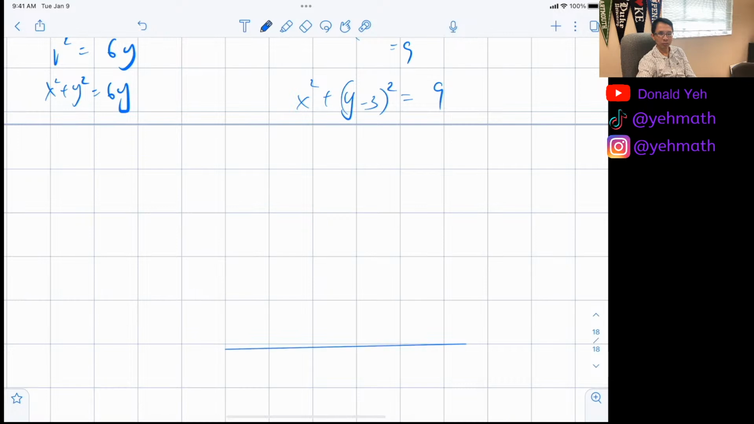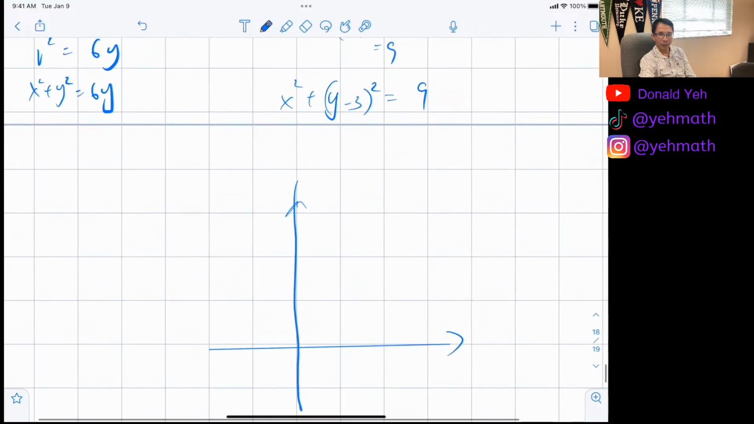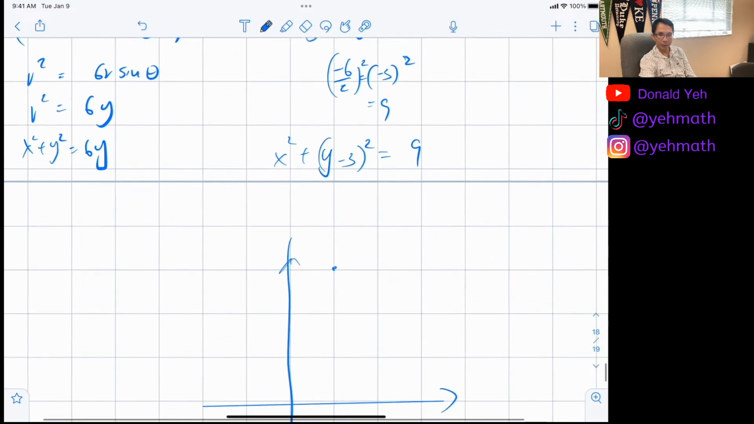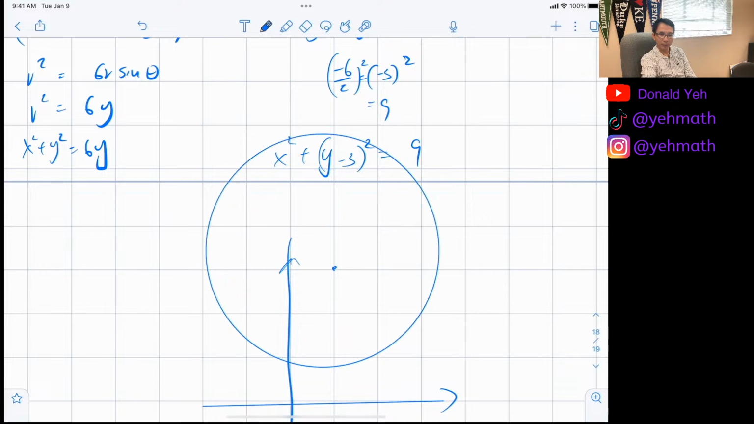Hold on, I'm gonna solve from there. It's actually a circle with center at y equal to 3 and radius 3. So this is going to be a circle right here, something like that. They did not make a circle. That's so disappointing. There you go.